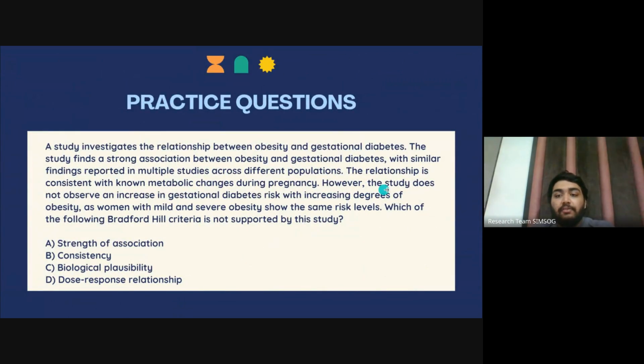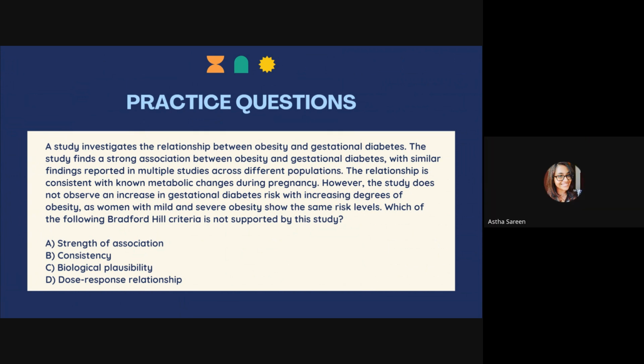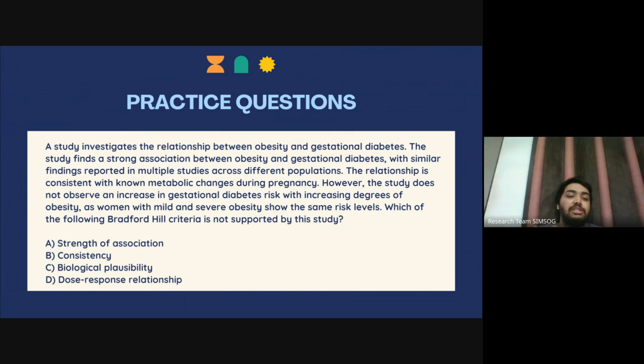Then, however, the study does not observe an increase in GDM with increasing degrees of obesity. Exactly like mild versus moderate versus severe. Now, those levels show the same risk levels. Okay, so what is not adhered to? Dose response relationship. Exactly. If there was a dose response relationship or a biological gradient, then severe would have had more risk compared to mild obesity. So perfect. The answer is dose response relationship because the question was which is not supported.